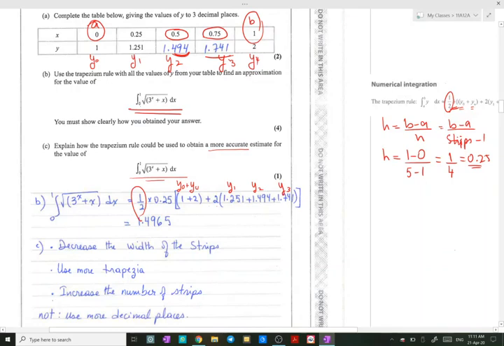So if we increase the number of strips, or decrease the width of the strips, or use more trapezia, it will give you a more accurate estimate. And the answer which says use more decimal places is not an accurate answer.